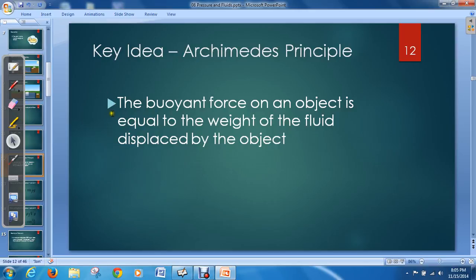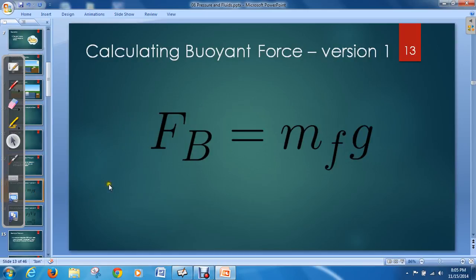But Archimedes' principle just says the buoyant force of an object is equal to the weight of the fluid displaced by the object. Okay, so how much water, for example, you displace when you jump in the bathtub is how much buoyant force that water is putting on you. So you can represent that with buoyant force equals the mass of the fluid displaced times gravity. Okay, the mass of the fluid displaced times gravity. Okay, so pretty simple to calculate.